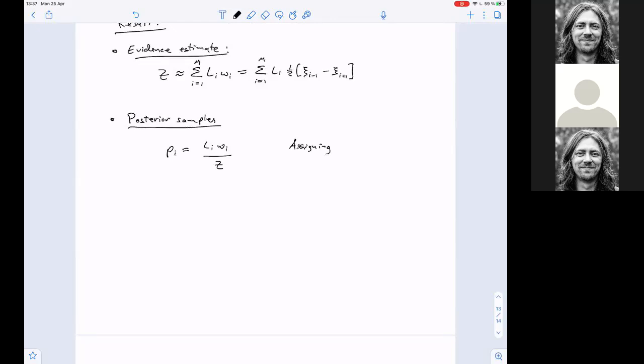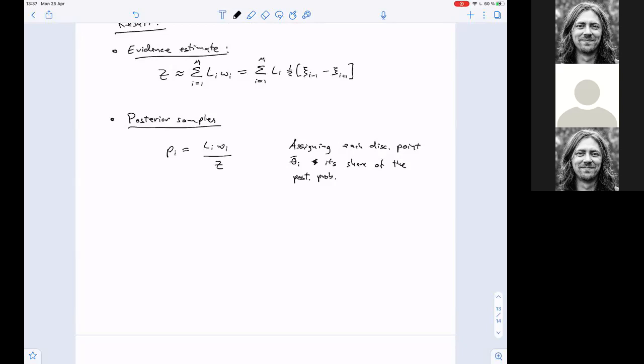So this is effectively assigning each discarded point theta I its share of the posterior probability. So then you have a set of samples and you have a set of weights for those samples.